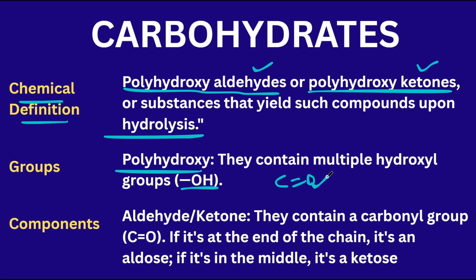These are present in the structure of the carbohydrate. If this carbonyl group is combined with the aldehyde, it is called aldose. If it is combined with the ketone, it is called ketose, depending upon the position of the functional group in the carbohydrate.